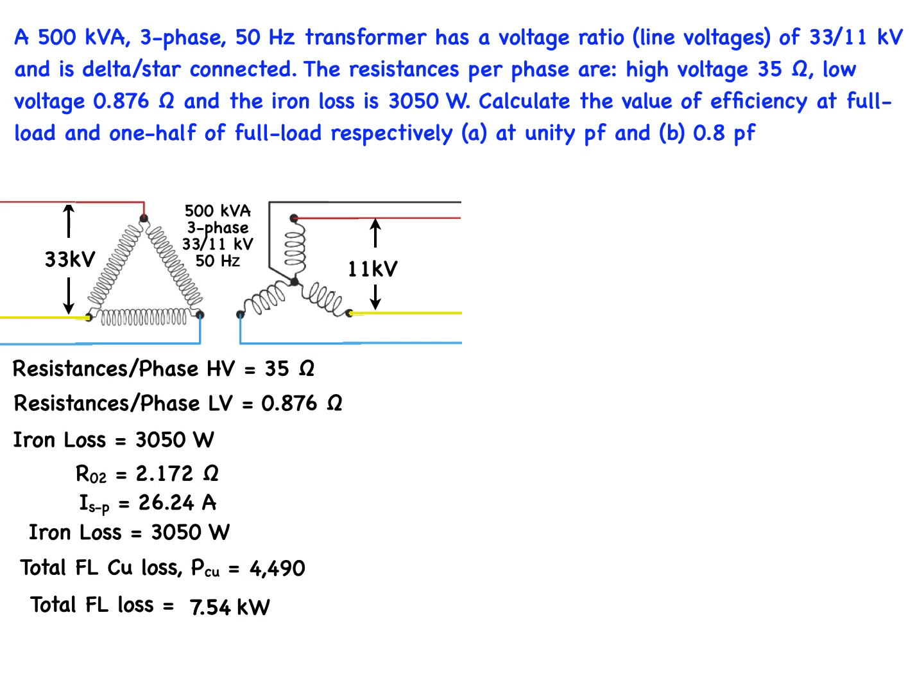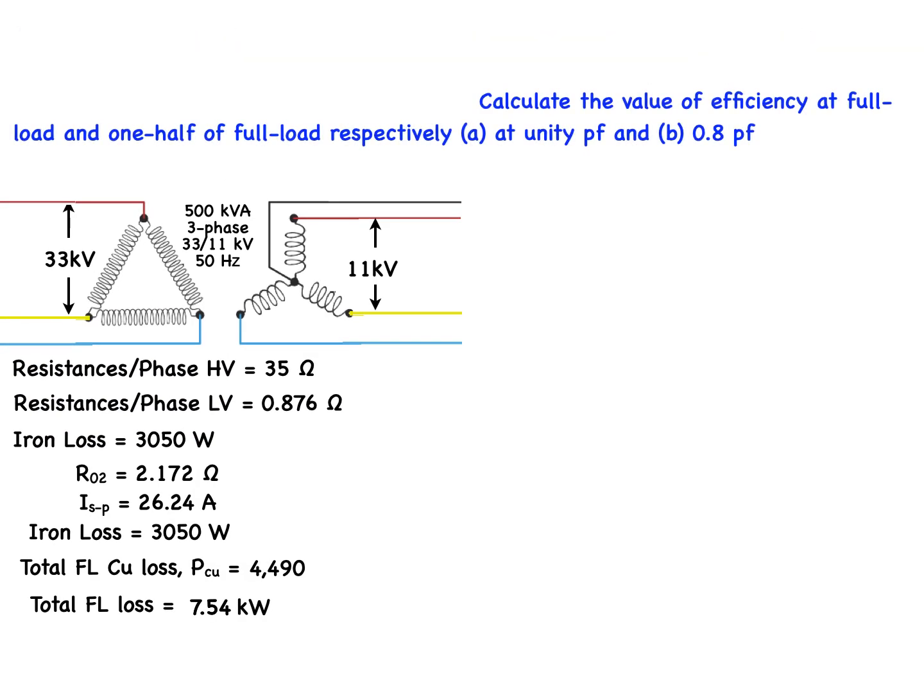We will now return to our task where we have to calculate the value of efficiency at full load with A, unity power factor, and with B, 0.8 power factor. Also, at 1/2 of full load with A, unity power factor, and B, 0.8 power factor. Starting at full load, since the current is in phase with the voltage, the real power, kilowatts, is equal to the kVA times the cosine of 0 degrees, or 1, which gives us 500 kilowatts.